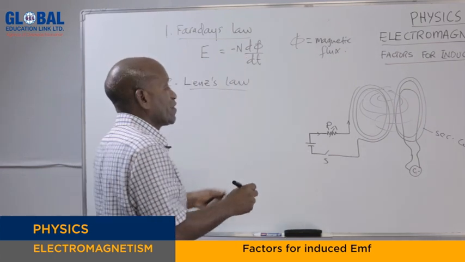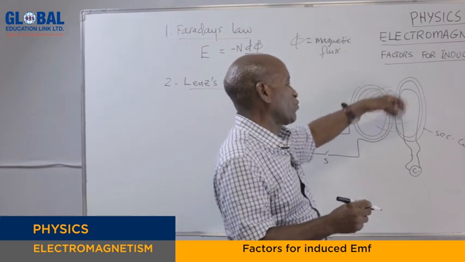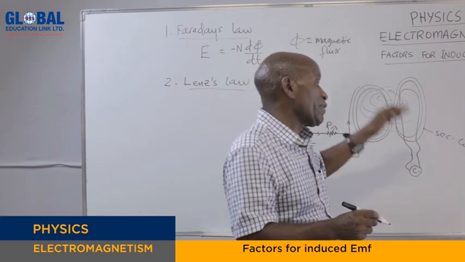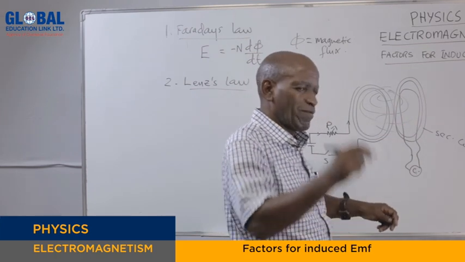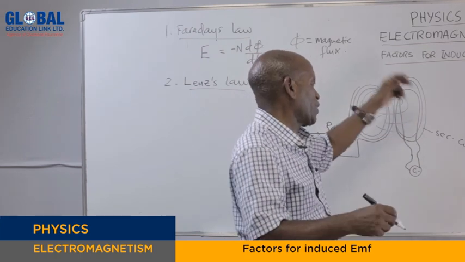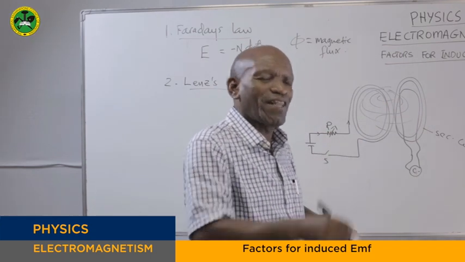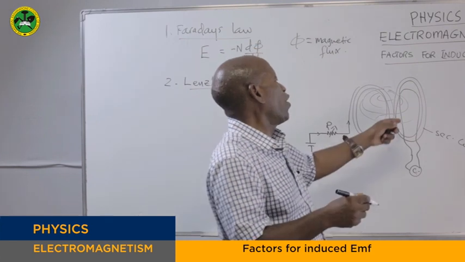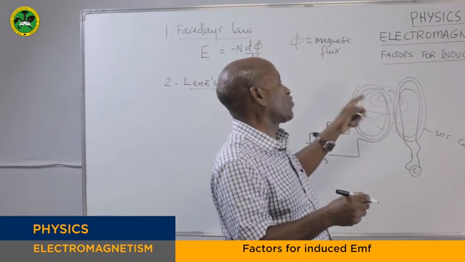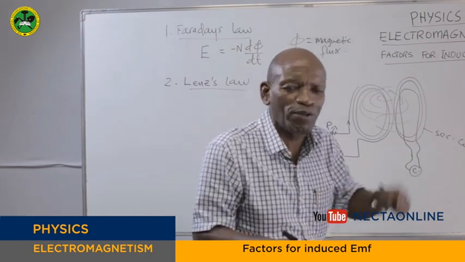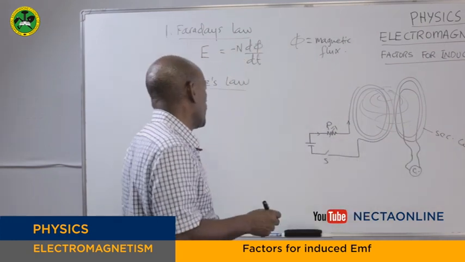Always the induced current which will be obtained, let's say, in a secondary coil, from the basic principle, that particular current will also produce a magnetic field around it. And that particular magnetic field will oppose the change by which that particular induced EMF is produced. So that's what we call Lenz's law.